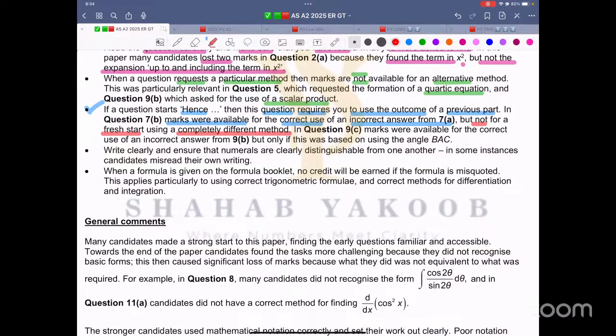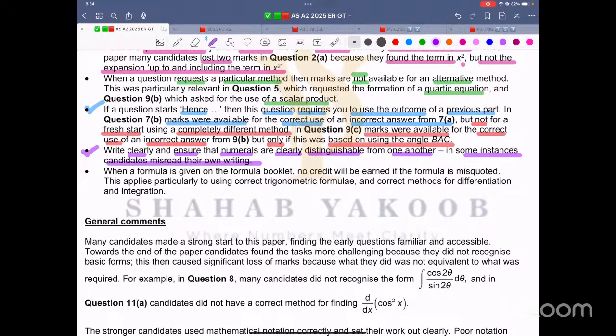Similarly, in question 9c, marks were available for the correct use of an incorrect answer, but only if this was based using the angle BAC. So some scalar product thing. Then it says, write clearly, ensure that the numerals are clearly distinguishable from one another. In some instances, candidates misread their own writing. So 1 and 7 are numbers like this, people mix up. Do not mix them up.